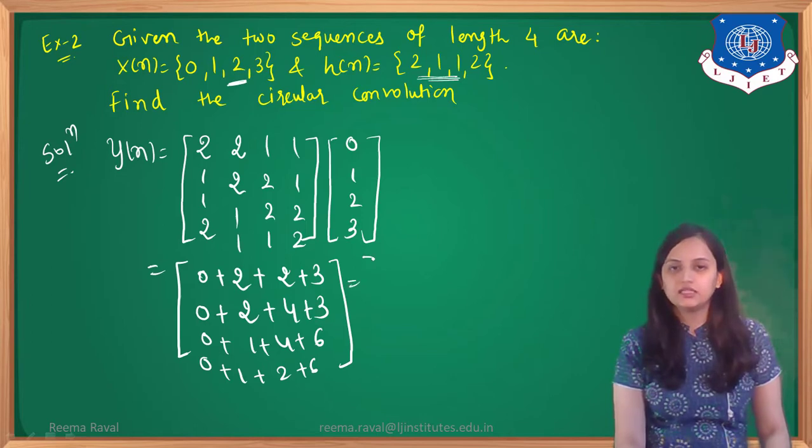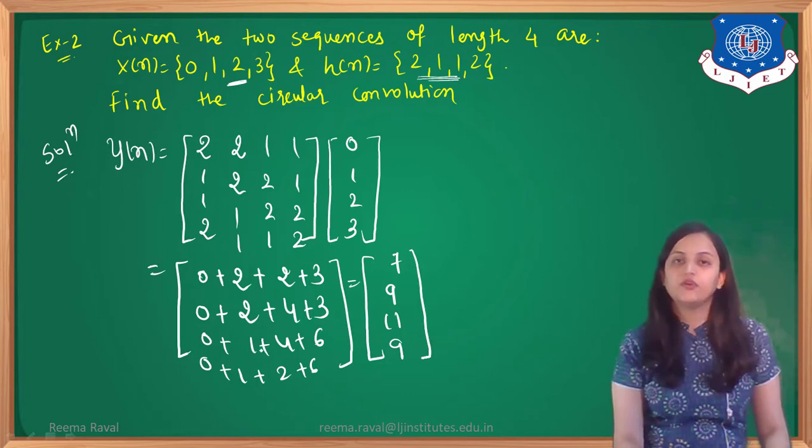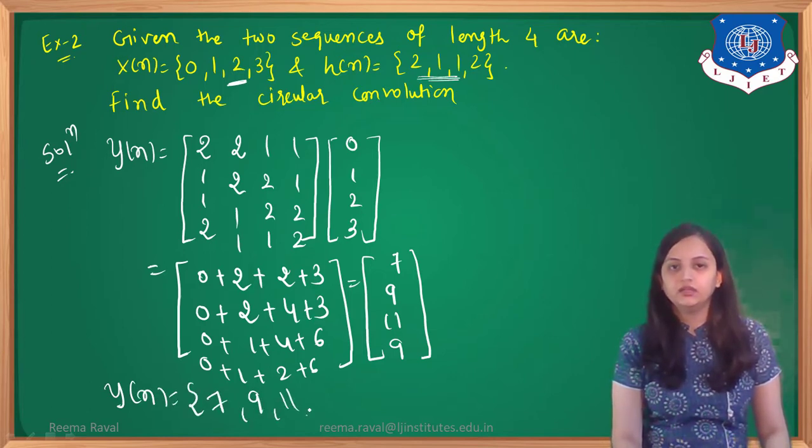So here the final answer is 2 plus 2, 4, 4 plus 3, 7. Next is 2 plus 4, 6, 6 plus 3, 9. Then the next is 6 plus 4, 10, 10 plus 1, 11. And the last one is 6 plus 2, 8 plus 1, 9. So this is the answer for this data. That means over here y of n is given as 7, 9, 11, 9.